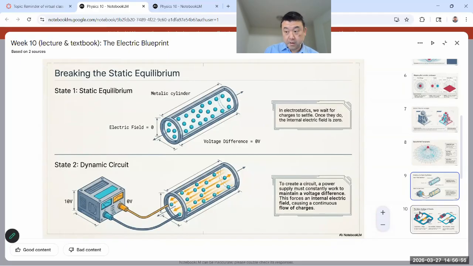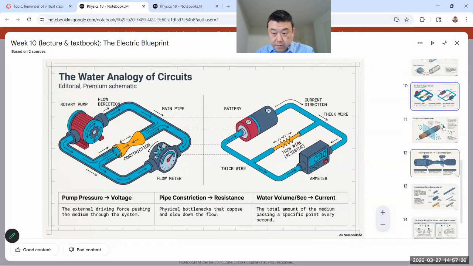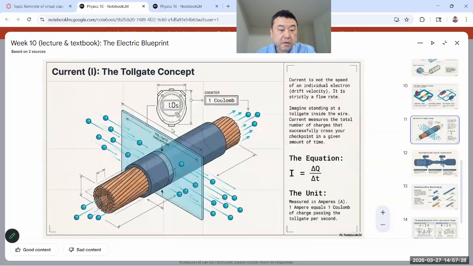Okay, slide 10. Water analogy of circuits. This is basically the simulation that I showed, where I also show the effect of different height. But you can look at the difference in height, which results in some pressure, which results in voltage. Water volume per second is the water current. Good.